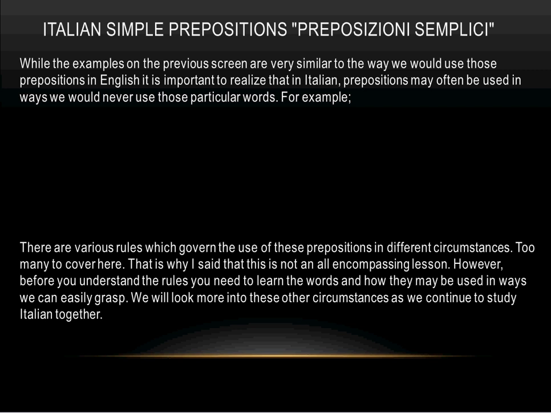While the examples on the previous screen are very similar to the way we would use those prepositions in English, in fact, usually almost exactly the way we would use them, it's important to realize that in Italian, prepositions may often be used in ways which we would never use those particular words. For example, vado a Roma. I'm going to Rome. Okay, makes sense, right? We said a is the word for to. Vado, I go. A, to. Roma, Rome. I go to Rome. I'm going to Rome.